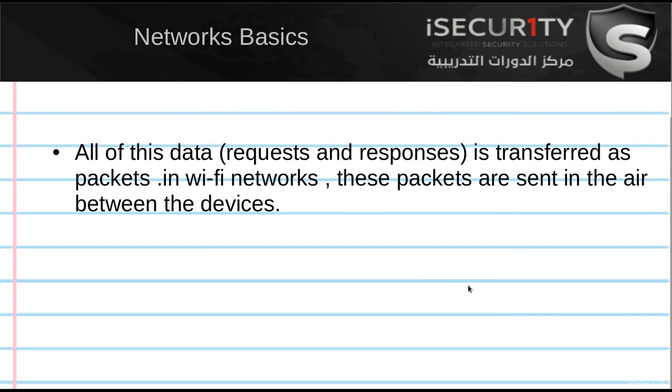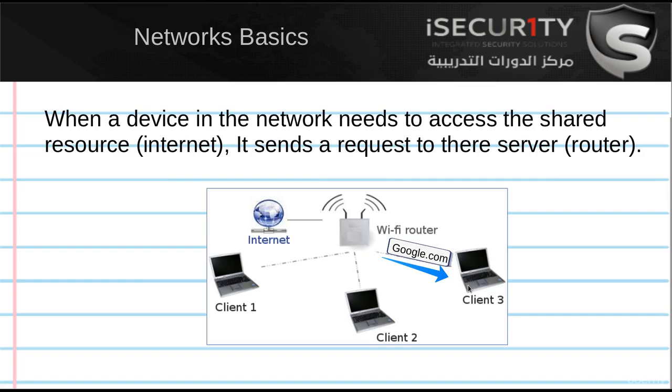Now all of this data, requests and responses, are transferred through packets. So you can imagine all these arrows are a number of packets being sent between the clients and the router. And in Wi-Fi networks, these packets are sent into the air, so they're broadcasted. And if you're within range of these packets, then you can just sniff them, capture them, and read them, and you'll be able to see the information in there.